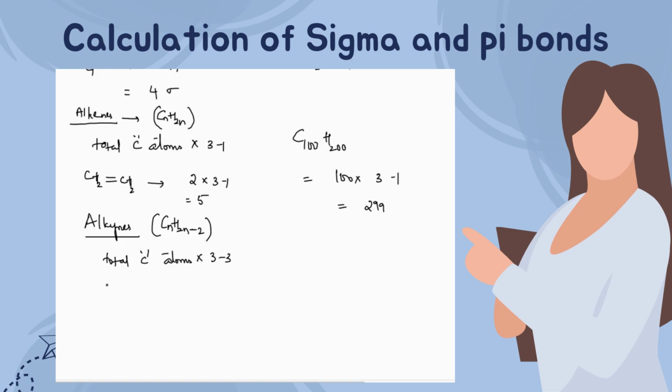Let's take an example: CH3, CH2, CH2, C triple bond CH. In this molecule there are 1, 2, 3, 4, 5 carbon atoms. So 5 into 3 minus 3. Don't count it as 3 minus 3 is 0 into 5; 5 into 3 is 15, minus 3 equals 12. Similarly, for a large molecule like C100H198, you get 100 into 3 minus 3, so 300 minus 3 is 297. This way we calculate the number of sigma bonds in alkanes, alkenes and alkynes by a simple formula.